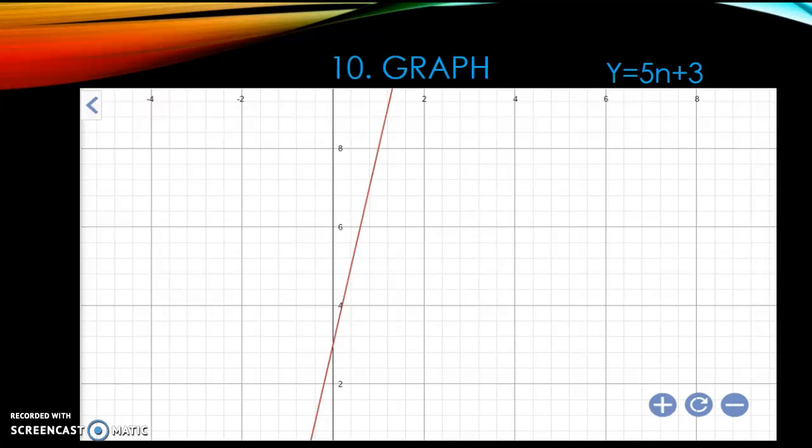Graph. In order to graph y equals 5n plus 3, we will first have to go to our y-intercept, which is 3. And 3 is approximately right up in here. And we will need our slope in order to make the other point. So we will go up 5, which is right here, and go over 1, which is right here. And this concludes my presentation.